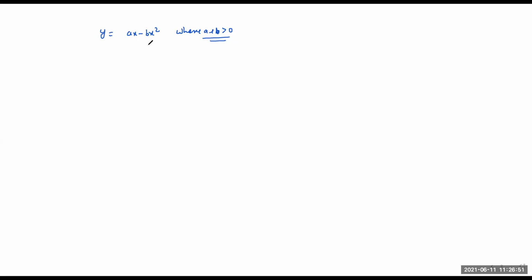And why is it down? Sir, because the x square coefficient is negative, minus b. Exactly. Because the x square coefficient is negative, it's concave down. So are we going to get the maxima in this case or minima? Maxima. Exactly. So can you tell me the location of maxima?